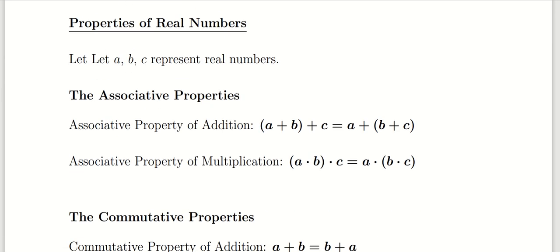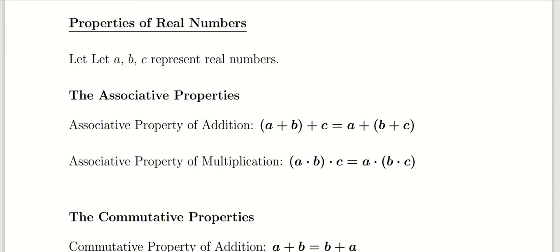Some of the properties we have for real numbers are what's referred to as the associative property of addition and multiplication. And this says that if you have three numbers and you're adding them, a plus b plus c, you can add the first two and then add the last one, or you can instead add the last two to the first one. So you can associate the addition. You can start by adding any two that are next to each other.